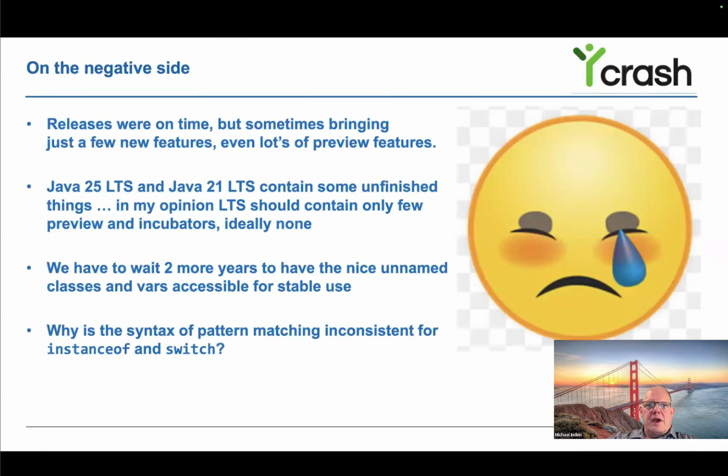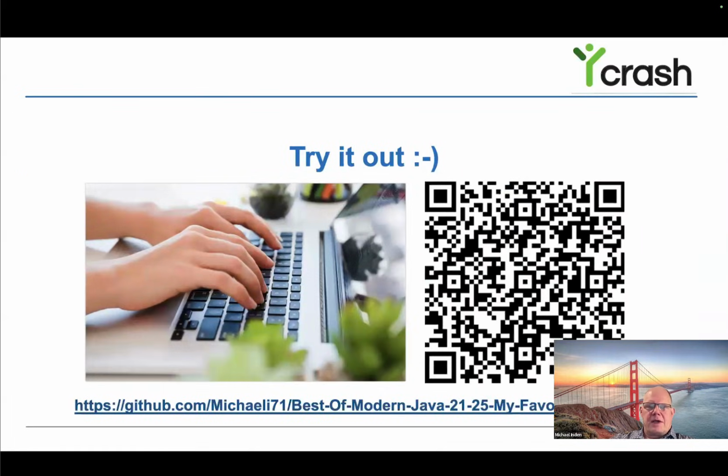If you want to look at the negative side, yeah, the releases were on time, but sometimes they just include small things, a lot of preview features, and especially this is true for Java 25 and Java 21. From my perspective, I would like to contain long-term support releases, only a few, nearly none preview features so that you can use all that stuff that you get at that time. So this is sometimes a bit annoying. Yeah, but it's always good to try something out.